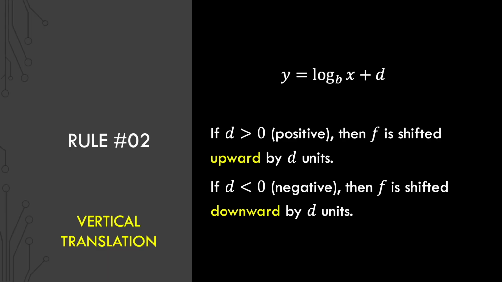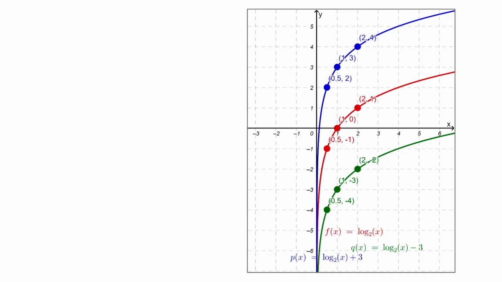Rule number 2 is for vertical translation. Kapag nagdagdag naman tayo ng d sa ating function, then we have y equals log of x to the base b plus d. If d is greater than 0, then f is shifted upwards by d units. But if d is less than 0, then f is shifted downwards by d units.